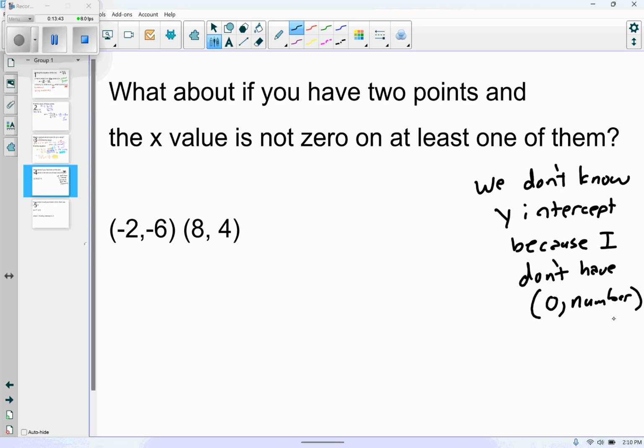So if I don't know the y-intercept, well, there's got to be another way we want to start with this problem. Well, I'm going to label this x1, y1. Label this x2, y2. And I'm going to go and try and find the slope. I don't know if it's going to help us, but it's at least a starting point for us. So y2, I said, was 4. y1 is negative 6. Notice I have a negative negative. What's that negative negative going to turn into?